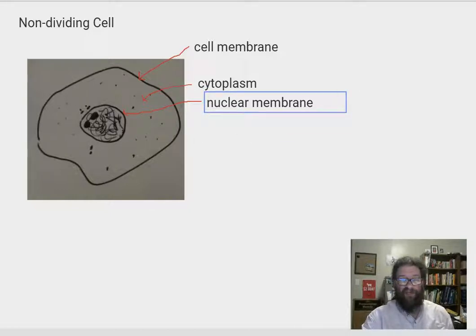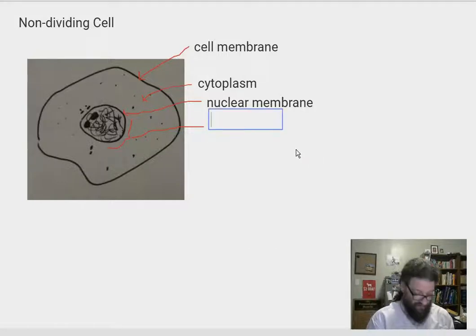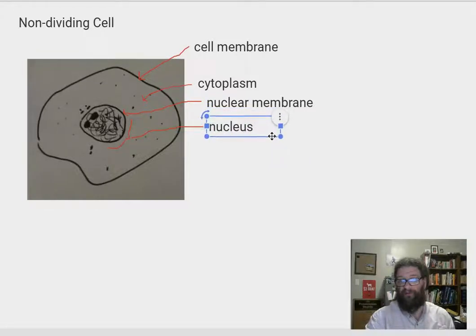Now what we need to do as well is label the nucleus itself, and I'll use these little brackets like this so you can see that I'm labeling the whole structure. This whole yolk of the cell is the nucleus itself. I'll move this down a little bit so it fits. There we go. Perfect.